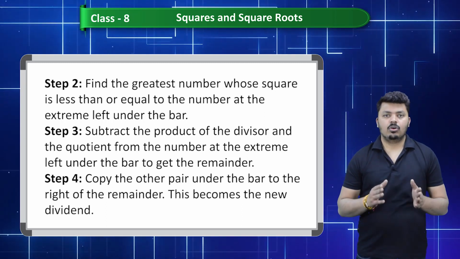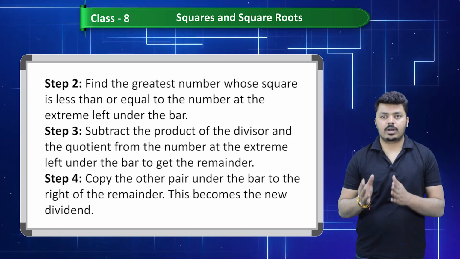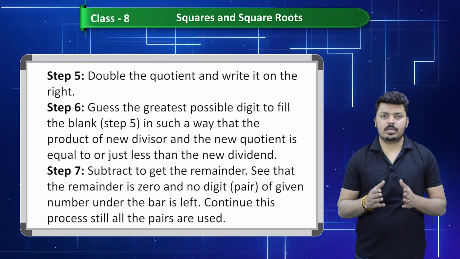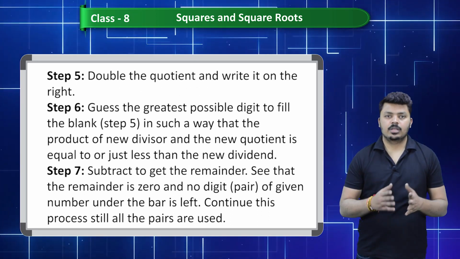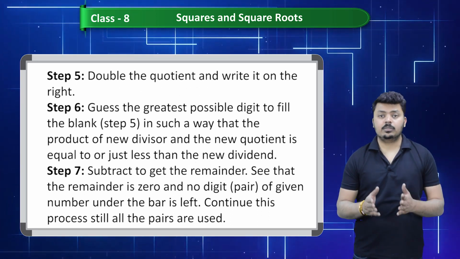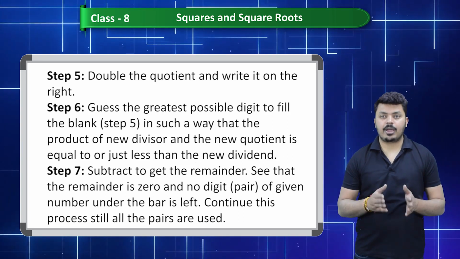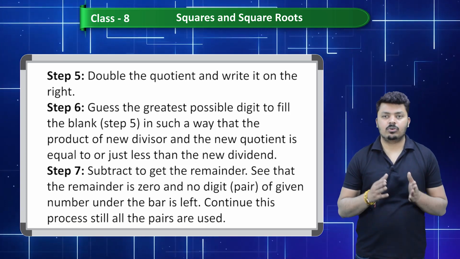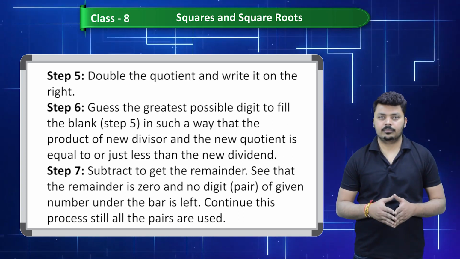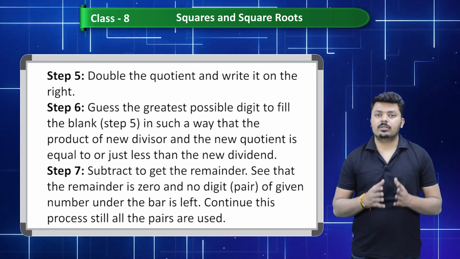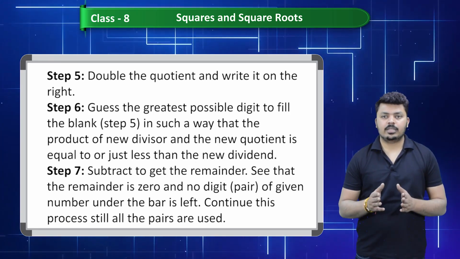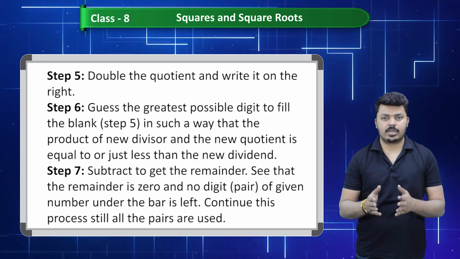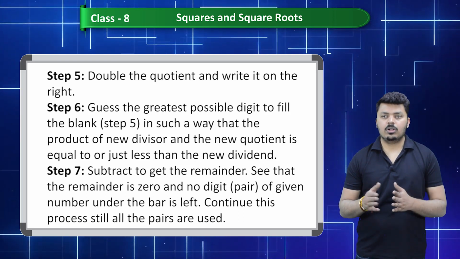Step 4. Copy the other pair under the bar to the right of the remainder. This becomes the new dividend. Step 5. Double the quotient and write it on the right. Step 6. Guess the greatest possible digit to fill the blank, in such a way that the product of the new divisor and the new quotient is equal to or just less than the new dividend. Step 7. Subtract to get the remainder. See that the remainder is 0 and no digit pair of given number under the bar is left. Continue this process till all the pairs are used.